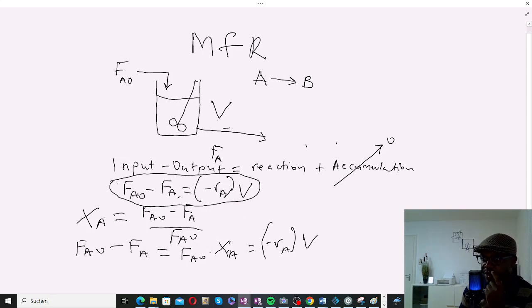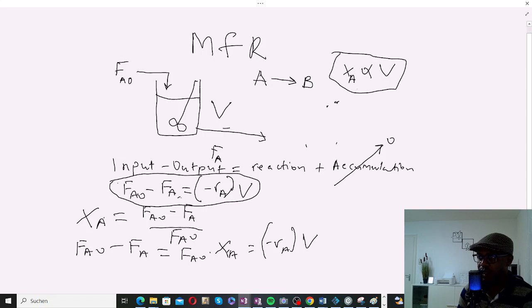So from this expression, what we see is that if the feed rate, FA0, is constant, XA, which is the conversion, varies directly as the volume of the reactor. This is what I want to establish. That's why we are doing this. That is, the conversion, how much of your raw material is converted into a product, is proportional to the volume of the reactor.